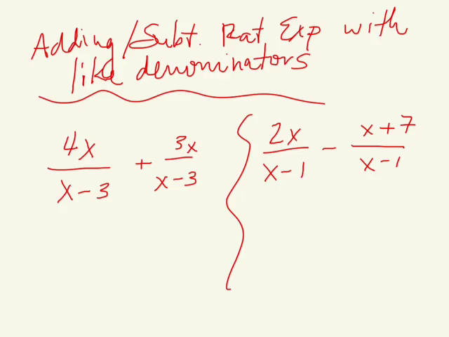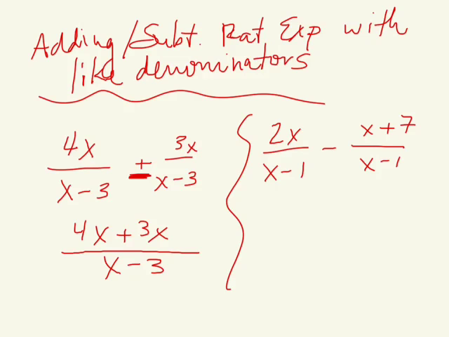Anytime you have addition of fractions, you have to have them with the same denominator. And this one already does. It has x minus 3. So what we're going to do is put 4x, and then you notice that there's a plus, so I'm going to put a plus right here, 3x. So I'm going to combine those.